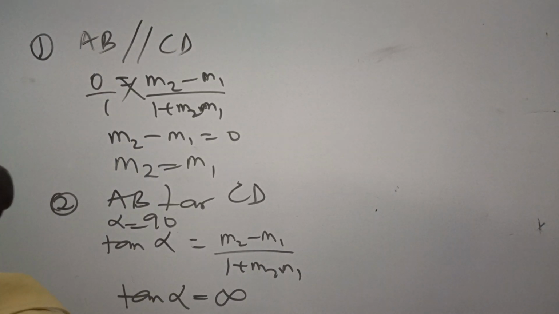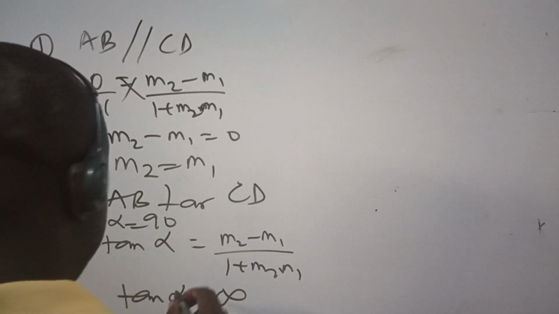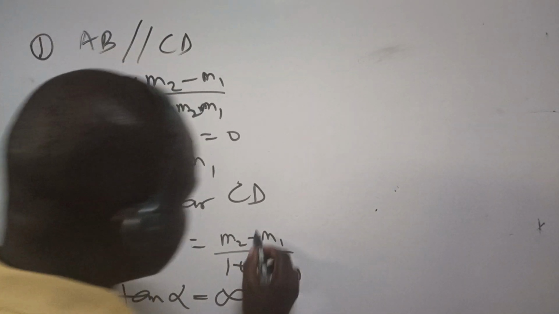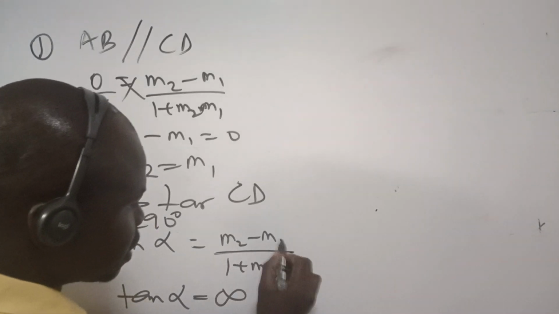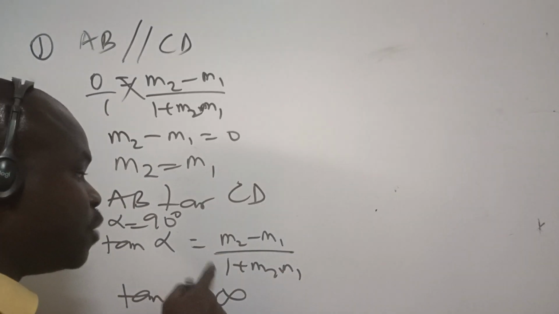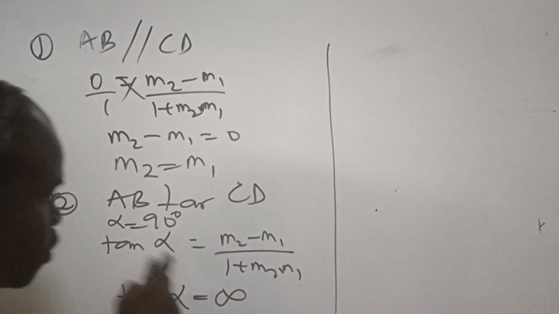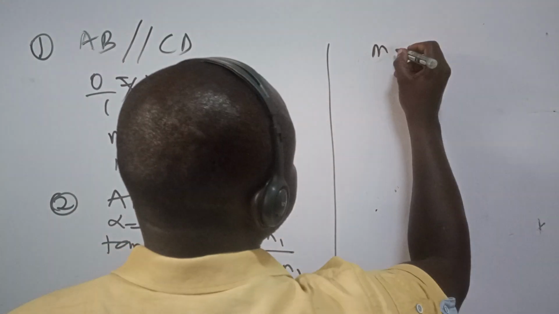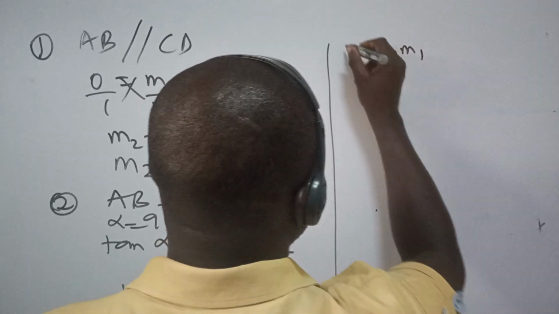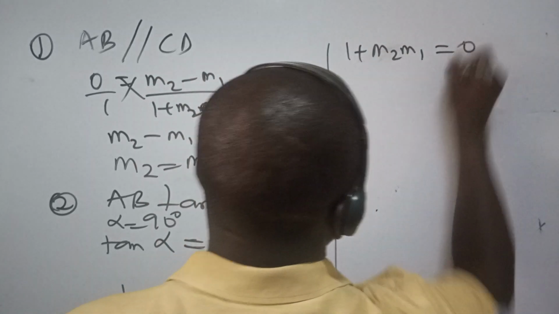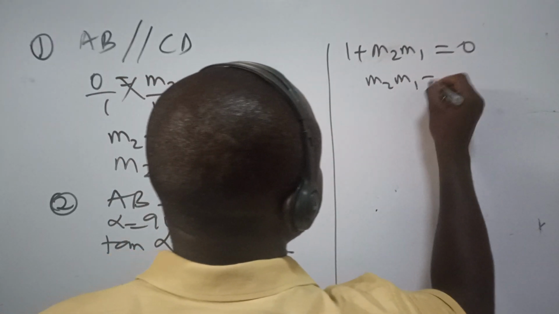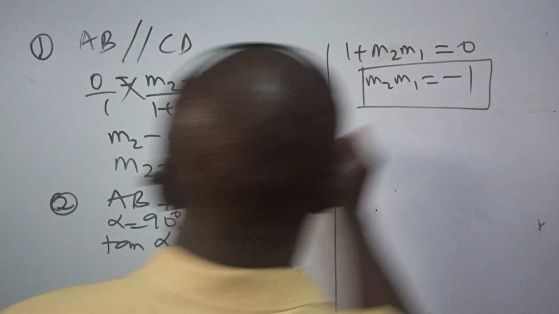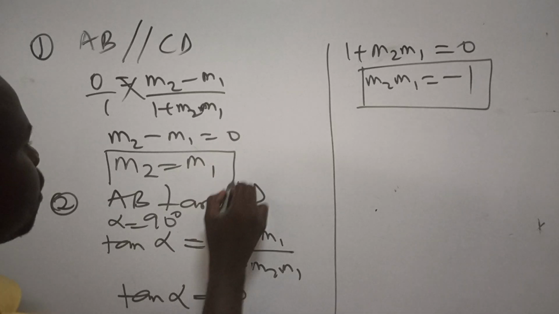The implication of this is that when alpha is equal to 90 degrees, tan alpha will be undefined. Then the implication is that this fraction, M2 minus M1 all over this, will be undefined if the denominator is equal to 0. That is, for this fraction to be undefined, the denominator must be equal to 0. That is, 1 plus M2 M1 will be equal to 0. Then M2 M1 is equal to minus 1. So this is the condition for perpendicularity, and this is the condition for parallelism.